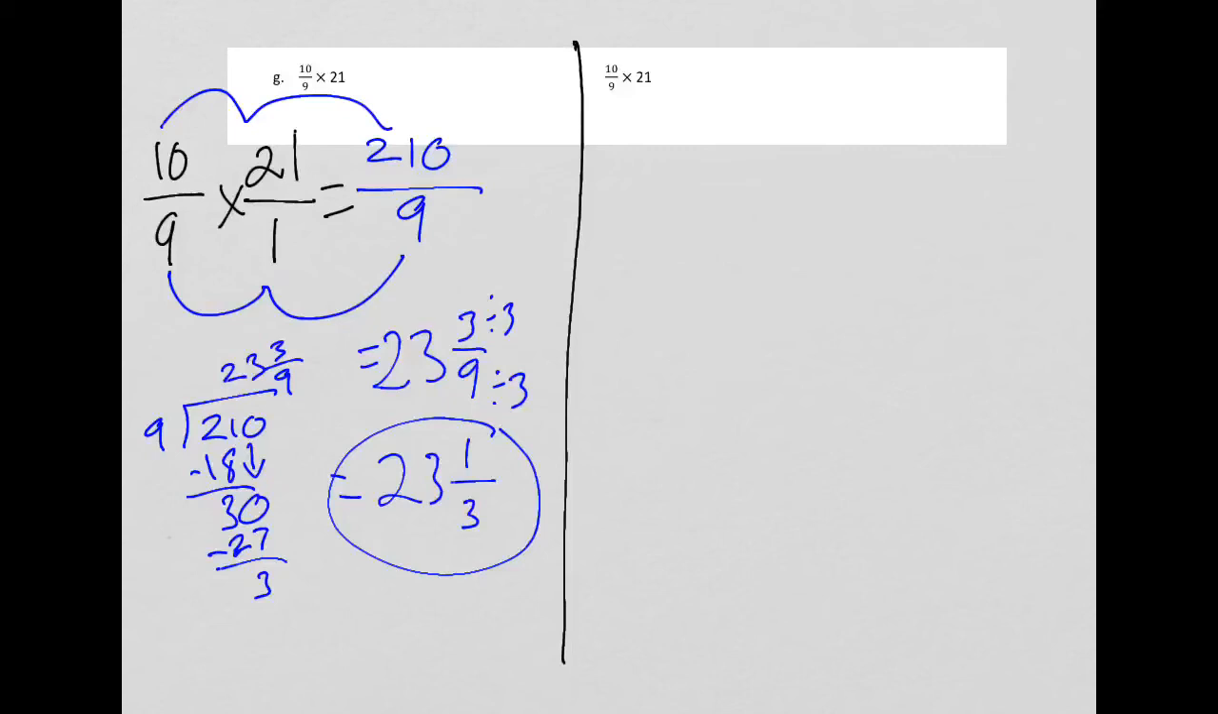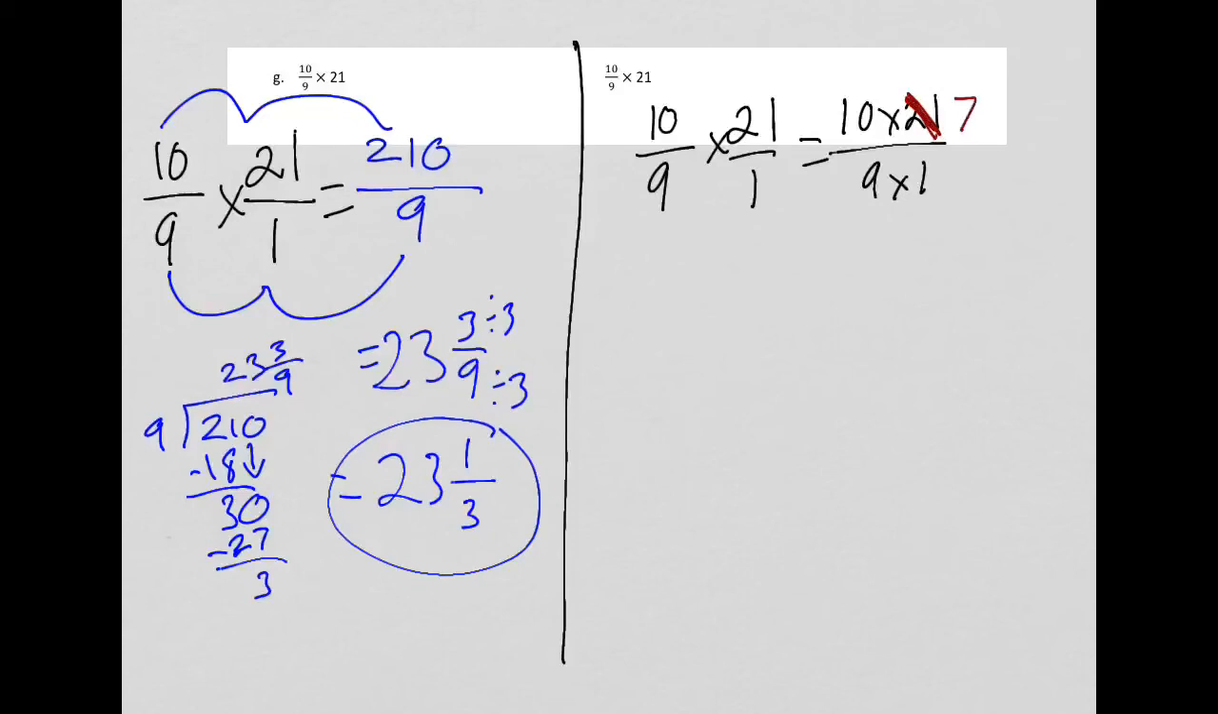Let's try it on the reducing first option. So I have 10/9 times 21 over 1. It's the same setup at the beginning. Okay, now I need to look to see what common factors go into my numerator numbers and my denominator numbers. Well, 9 and 10 don't have anything. 21 and 9, 3 goes into both of those numbers, right? I can divide 21 by 3 and get 7. I can divide 9 by 3 and get 3.